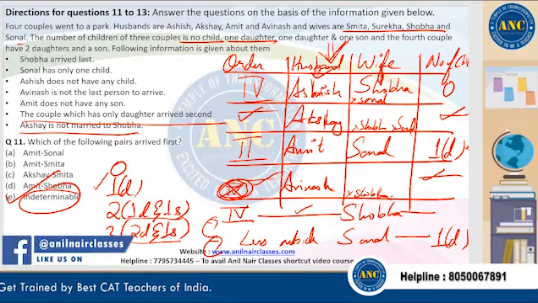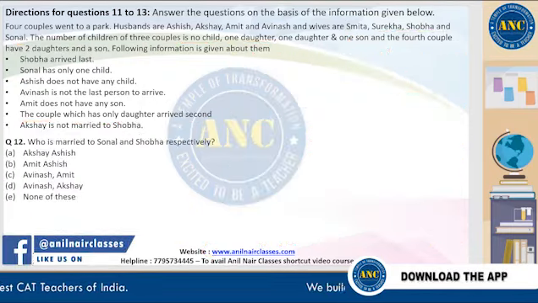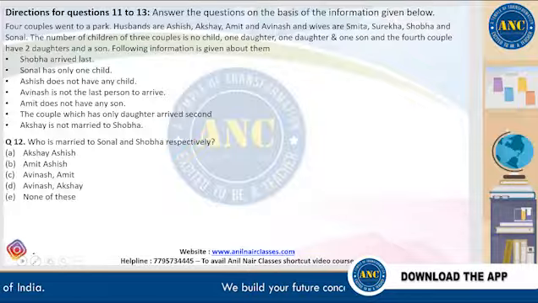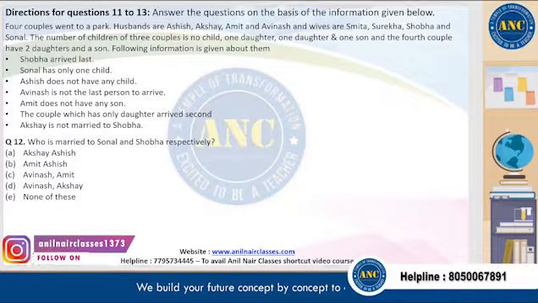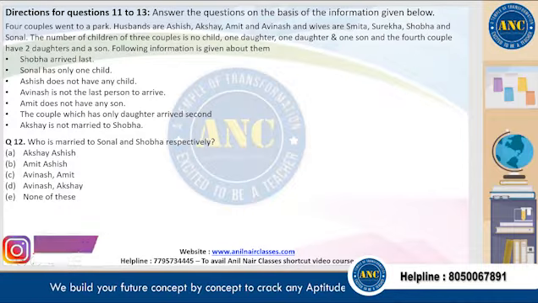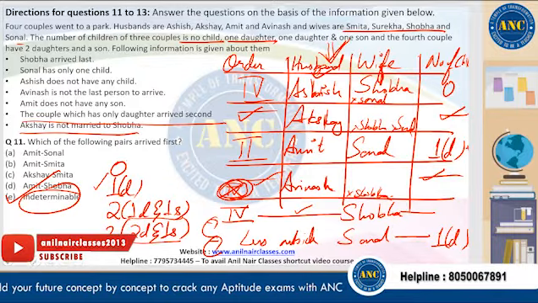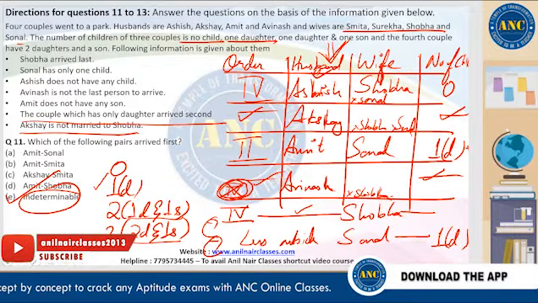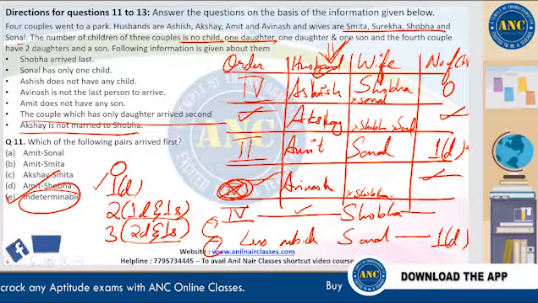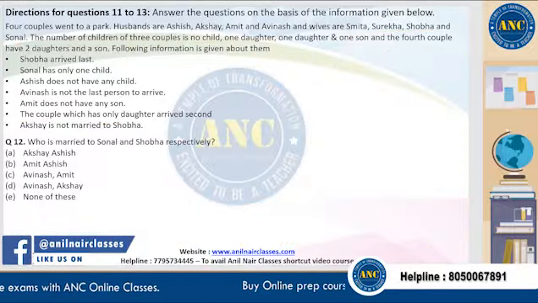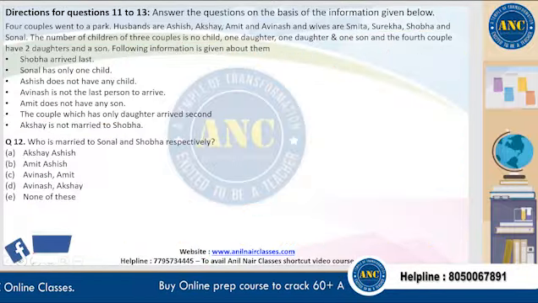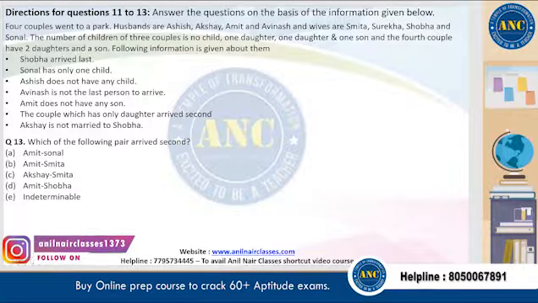That's the first one. The next one is who is married to Sonal and Shobha respectively. So who is married to Sonal and Shobha? Amit is married to Sonal, and Ashish is married to Shobha. That's an easy question once you know.